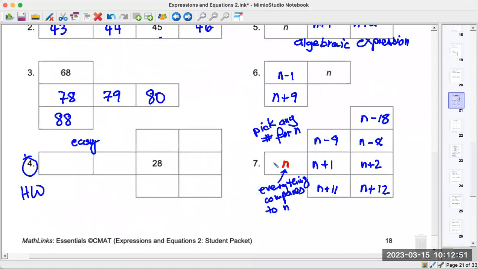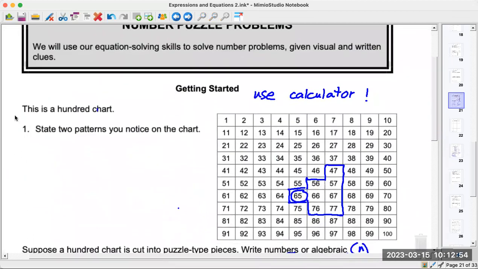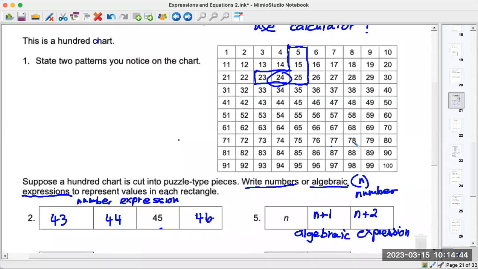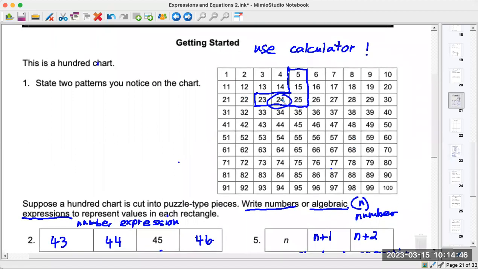So I have to go back to my 100 chart. Unfortunately, back and forth. I'm going to pick a number in my 100 chart and make that the number n. Okay, so I have picked for n 24. So I'm going to write up here let n equal 24. It's up to you what number you pick. I just like to pick one that's more in the center, okay?